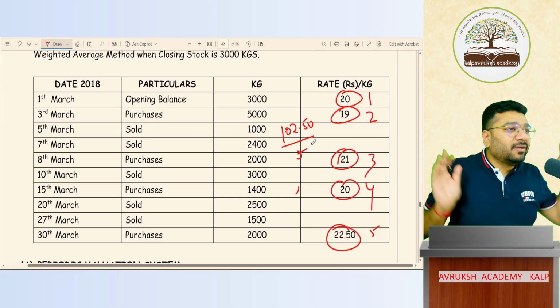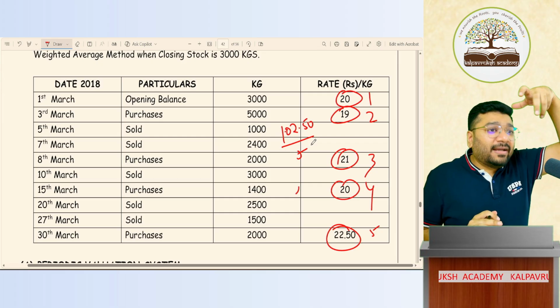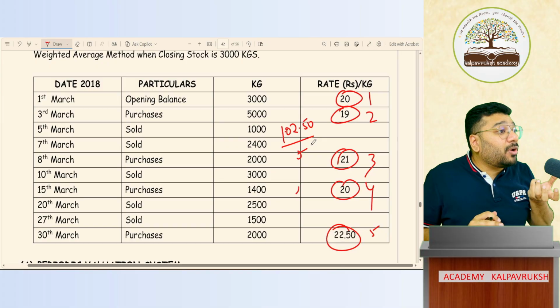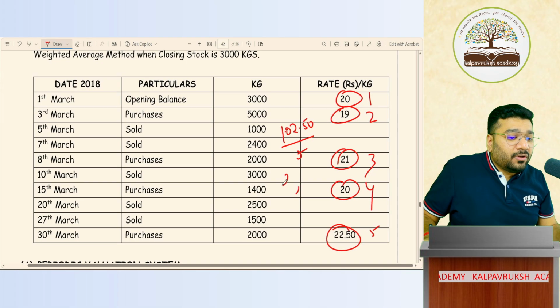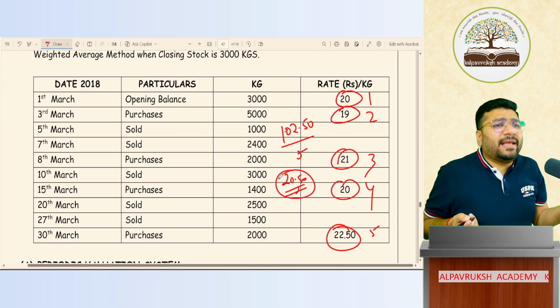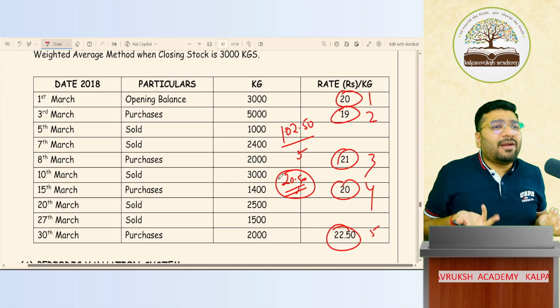Simple average. In the numerator, how many items have you added? How many rates have you added? That many number of divisions. 20.50, so this is your simple average. No complication. It is simple, you added all the rates and divided.